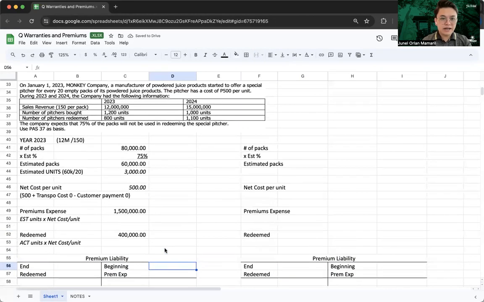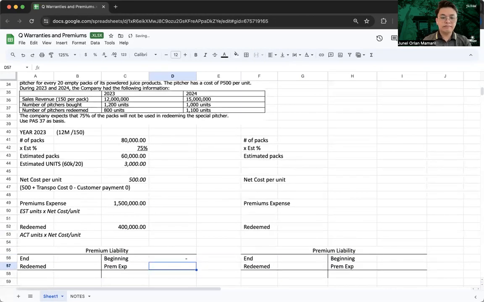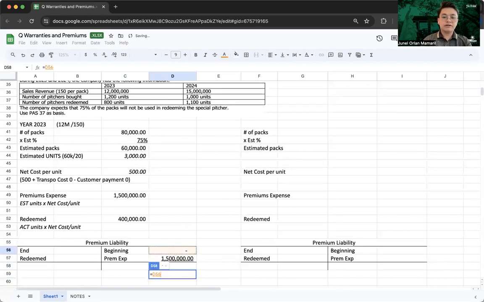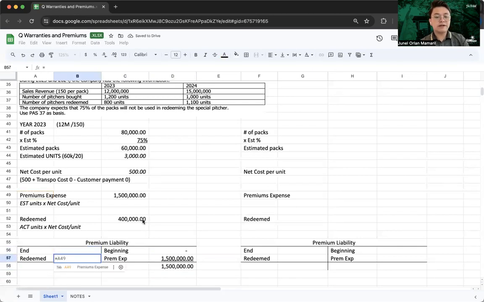So our beginning balance, wala namang naibigay, so 0. Our premium expense is based on estimate. So the total on the right would be 1.5 million. The total on the right would be equal to the total on the left. Our redeem is 400,000. So our ending balance would be the total on the left minus the redeem. Kapag tinanong magkano yung premium expense, that would be 1.5 million. Pero pag tinanong magkano yung premium liability, that would be the ending balance of 1.1 million.